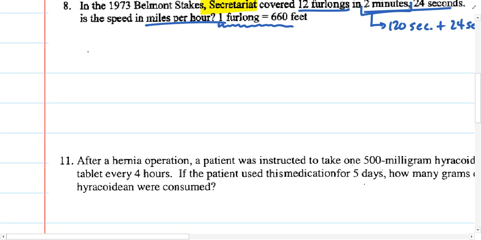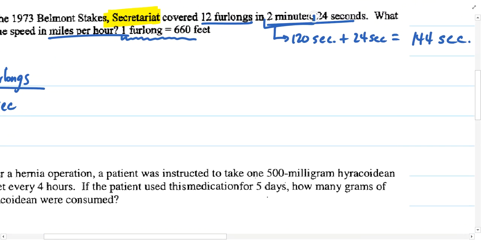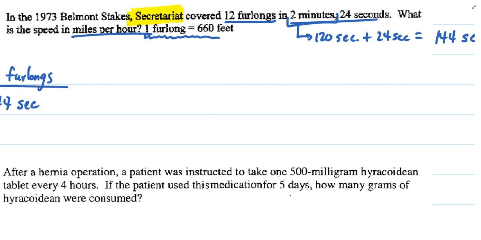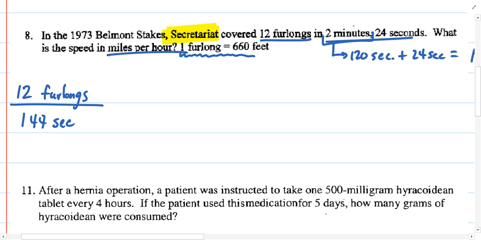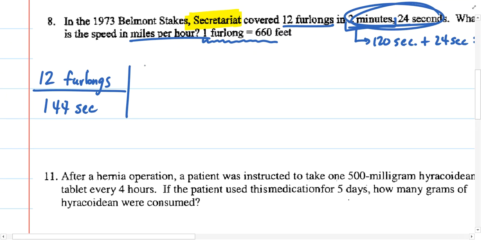So with that in mind, I'm going to go ahead and write this down here. I'm going to say that Secretariat covered 12 furlongs in 144 seconds. Now, you could have turned this into a decimal, 24 divided by 60, and said Secretariat covered that distance in 2 point some odd minutes, and that would be fine. But either way, it's nice to have a single unit of measure for time so that we can make our conversions as we go. Now, again, our goal is to get into miles per hour.